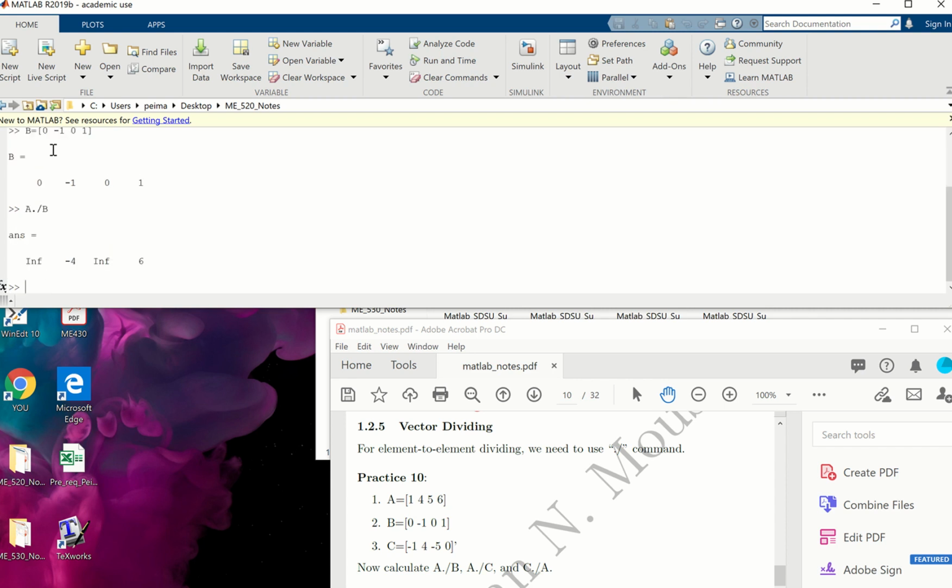So the result is infinity. Why? Because 1 divided by 0 is infinity, 4 divided by minus 1 is minus 4, 5 divided by 0 is infinity, and 6 divided by 1 is 6. Now let me see if I only write it like this, removing the dot from our operation. What you get is 1. That's right? A divided by B gives you a scalar. The other one gives you element by element dividing. That's right?